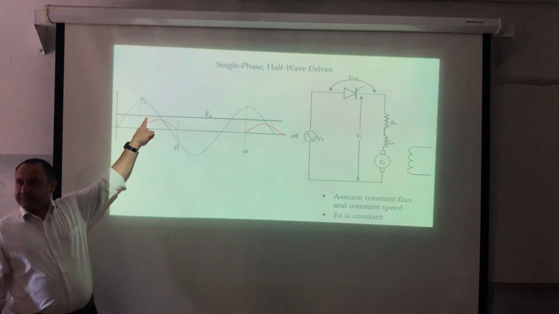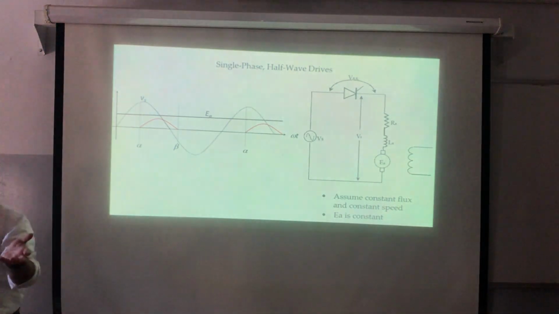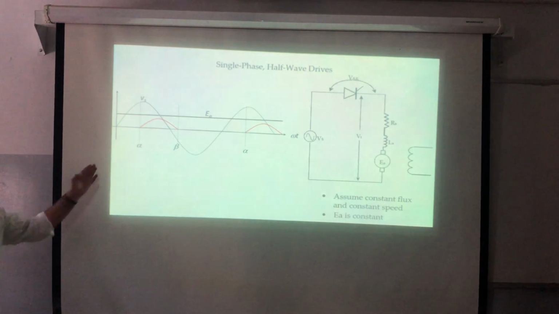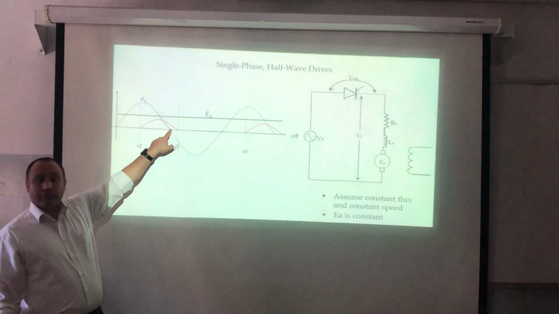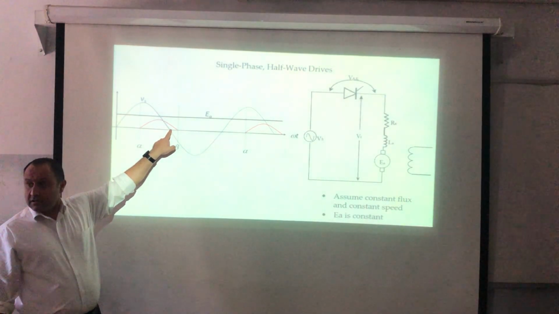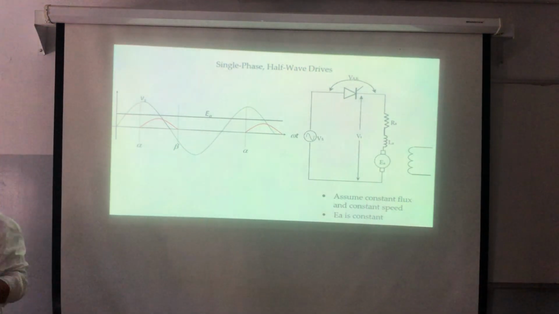Vs is positive or negative? Positive. So I am in the forward bias, correct? Yeah? So the current will flow, yes? Now the current will flow, it will not stop at pi. Why? Because I have inductor. This will do what? Extension for the firing angle, extension angle.